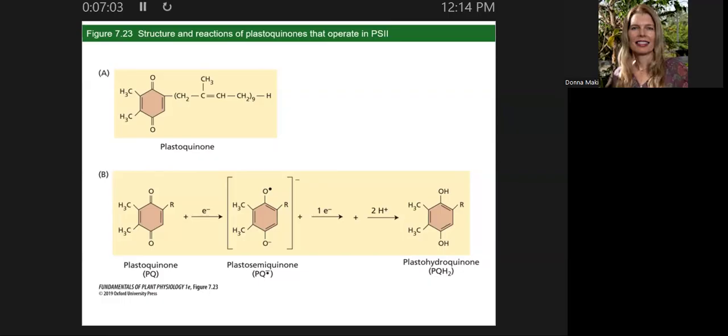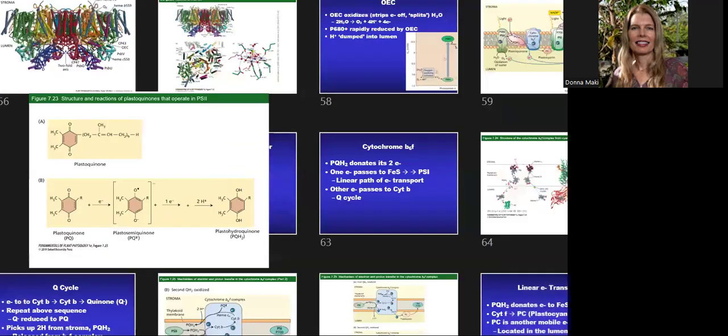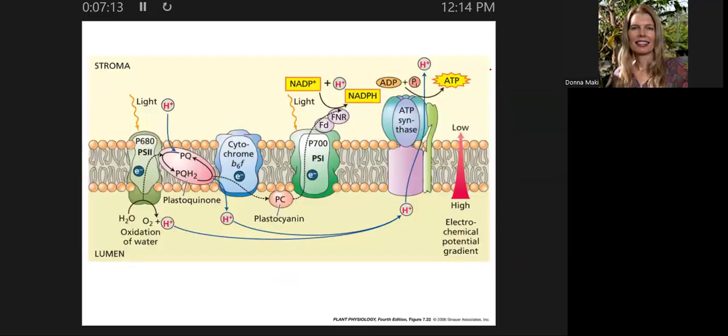So if that happens, then that PQH2 is free to do its job, which, when you go back to that image, it's moving. It's a mobile carrier. So it's going to release from being associated with photosystem 2, and then it's going to move laterally in that hydrophobic portion of the membrane. And it is going to move until it bumps into cytochrome B6F. So now it has 2 electrons that it can donate off into the cytochrome B6F.